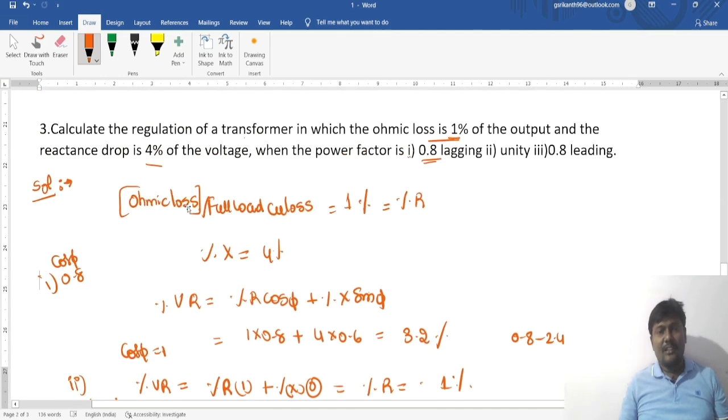And this problem is very important, and this problem is repeated many times, and this is a somewhat twisty problem, and this problem appeared in one of the GATE examinations also.